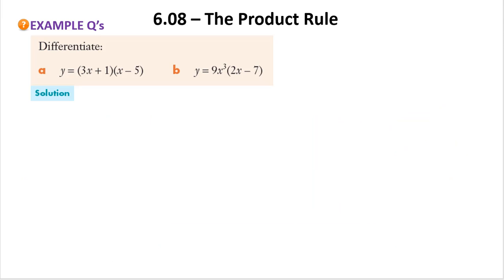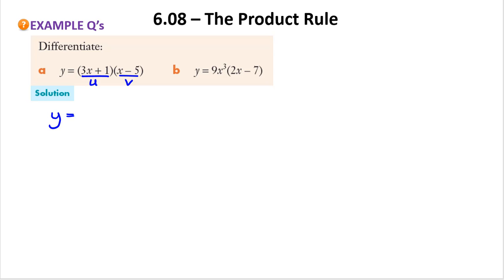We've got two example questions we'll go through here. First one, y equals 3x plus 1 multiplied by x minus 5. As I said on the last slide, we could expand that out and differentiate that, but we're going to use the product rule here. The first step in the product rule is to recognize that we have two functions. We're going to call this one u and this one v.